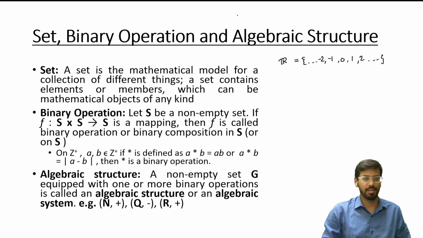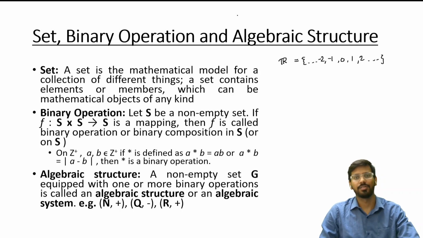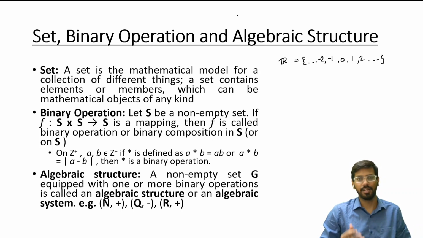So this is a set. Now binary operation. बाइनरी ऑपरेशन क्या होता है? अगर हम सेट के दो एलिमेंट्स को लेते हैं और उसमें कोई भी ऑपरेशन डिफाइन करके उसको ऑपरेट करते हैं तो बाइनरी ऑपरेशन होता है. जो आउटकम होता है वो उसी सेट का पार्ट होता है.